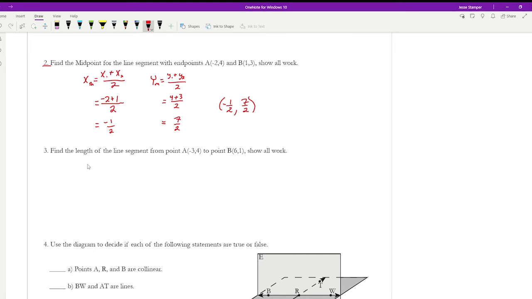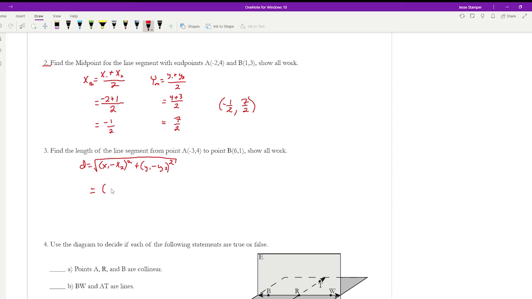Now, for number 3, we're dealing with a distance formula. Let's write down the distance formula. D equals x1, well, we can make it x1 or x2. I'm going to leave it x1 like I wrote it up there, minus x2. Remember, it really doesn't matter which point you put first, as long as you put the same point first on both x and y. What's important is whatever point you start with for the x, you have to start with the y of that same point.